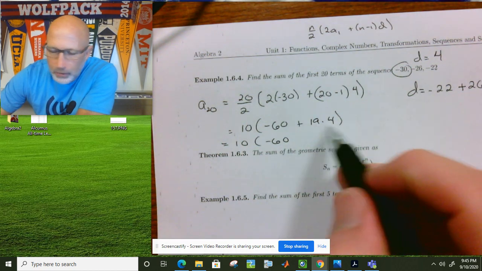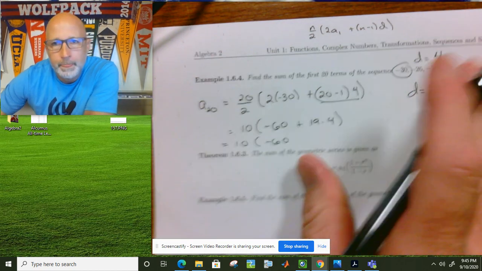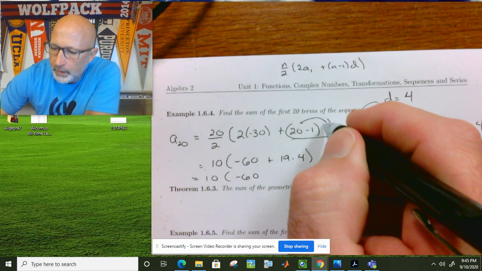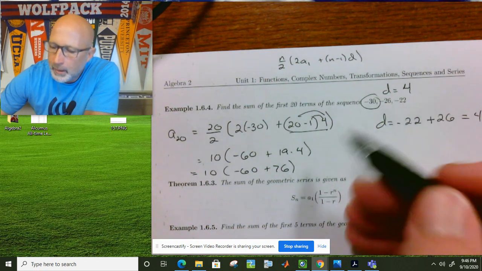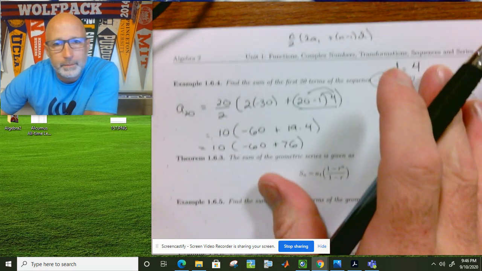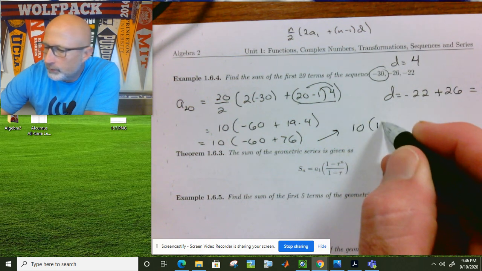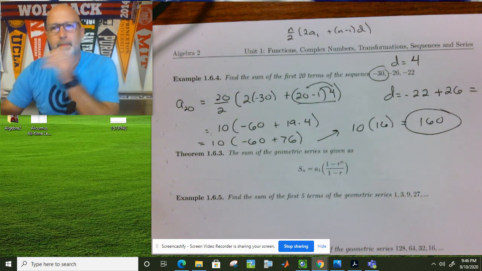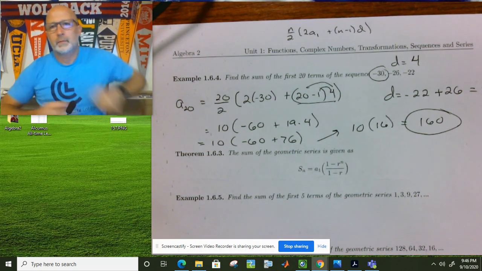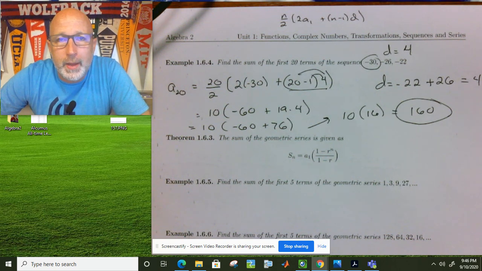Now, I could do 19 times 4. Another way I could do it, though, is going up here. And this is 80 minus 4, which is plus 76. Okay? If you just multiply those out, you get the same thing. Okay, so this is 10 times 16, which gives you 160. Okay, so that was arithmetic. If you see that it's an arithmetic sequence, those are the formulas you're going to use.